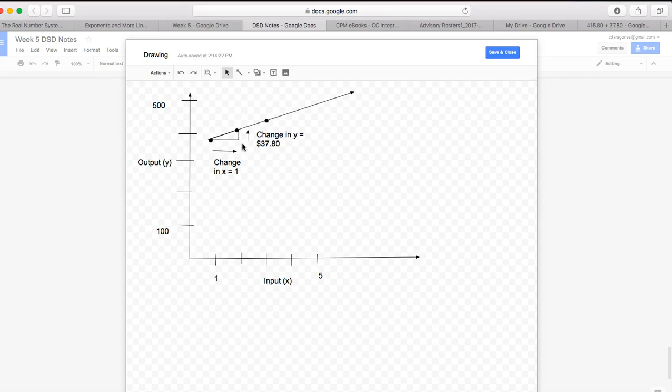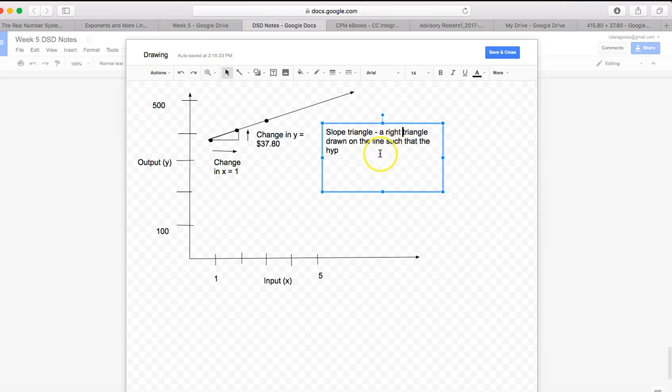But anyways, this triangle that results in the change in your X and the change in your Y is called a slope triangle. So I'm going to go ahead and write that. Slope triangle: a right triangle drawn on the line such that the hypotenuse lies on the line and the horizontal leg is the change in X and the vertical leg is the change in Y.